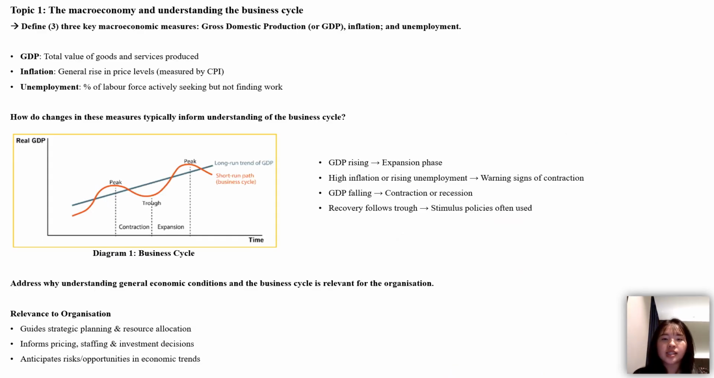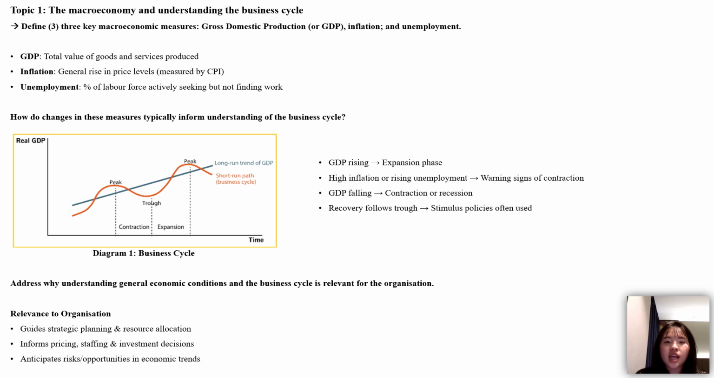Today I will be discussing three key macroeconomic measures: GDP, inflation, and unemployment, and how they relate to the business cycle along with their relevance to organizations like ours. Firstly, gross domestic product, or GDP, measures the total value of all goods and services produced in a country. It is a major indicator of overall economic activity.